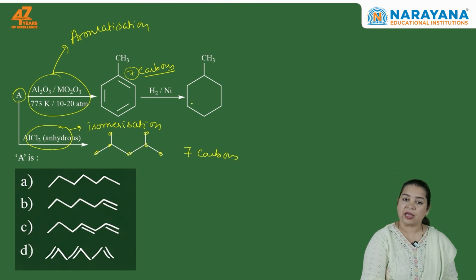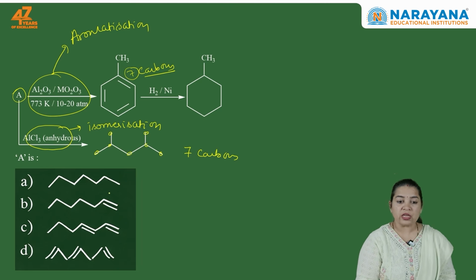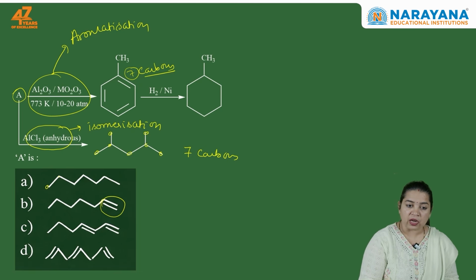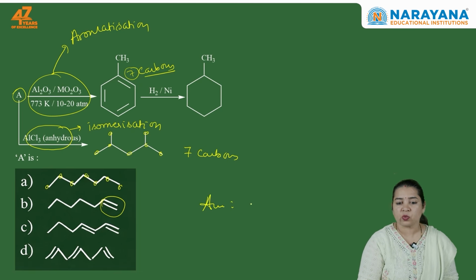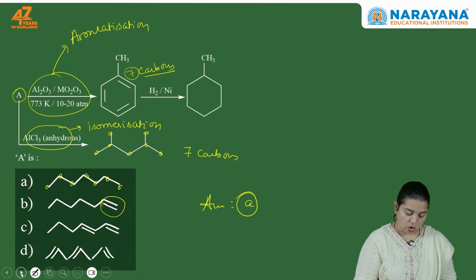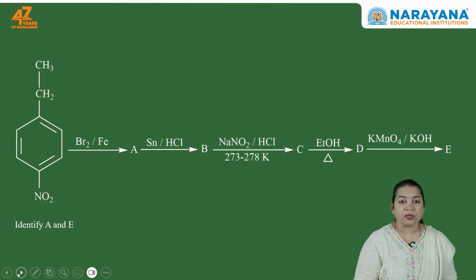Nickel and hydrogen, methylcyclohexane is formed. So I need to see which alkane out of these satisfies this particular situation. It is not for alkenes. It is a reaction for alkanes. 1, 2, 3, 4, 5, 6, 7. So this is quite time saving and direct. The answer is this first option, or A option.